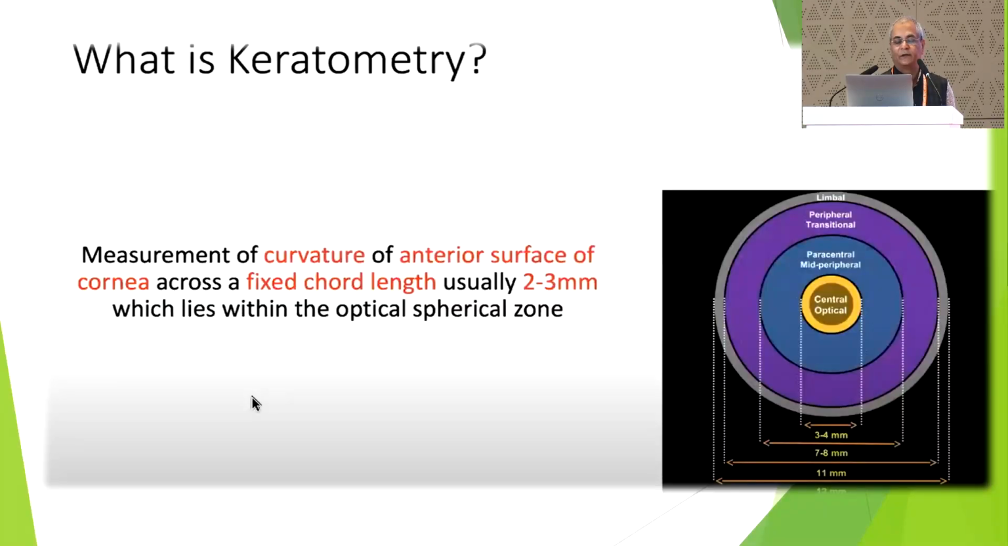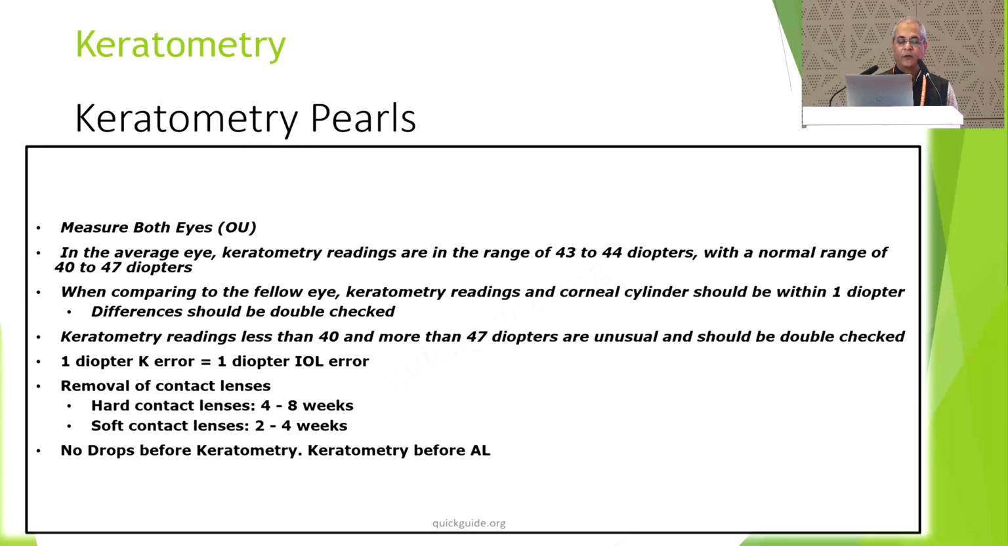Now keratometry is measured at the center 3 millimeter of the cornea. The important point we have to look into is that the average corneal thickness is around 40 to 50 micron. One diopter of keratometry change will cause almost one diopter change in the IOL power. Now hard contact lens nobody uses, but the soft contact lens definitely you should remove 2 to 4 weeks prior, and should not instill any eye drops before doing keratometry. And keratometry should be done before axial length.